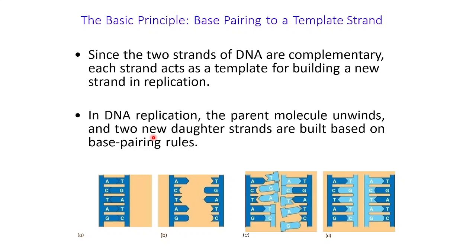Now, in DNA replication, the parent molecule unwinds and two new daughter strands are built based on the base pairing rules. You need to remember that the base pairing rule has to always be followed. What's the base pairing rule? For every adenine there is a thymine, and for every cytosine you have a guanine, and that has to always be maintained. So even if there is a breakage in the strand, some nucleotides will come and join in the same manner as the base pairing rule says.